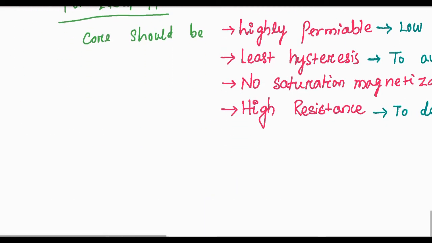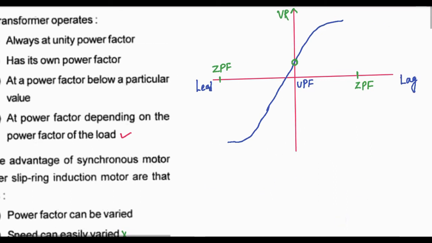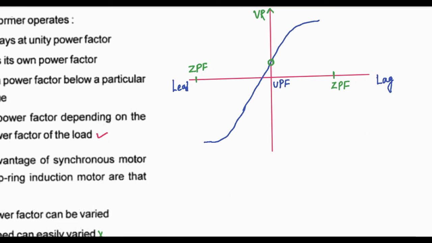Next question number 20. A transformer operates option A always at unity power factor, option B has its own power factor, option C at a power factor below a particular value, option D at a power factor depending upon the power factor of the load. So according to the load, the power factor changes in a transformer, and this is the voltage regulation of the transformer according to the load power factor.